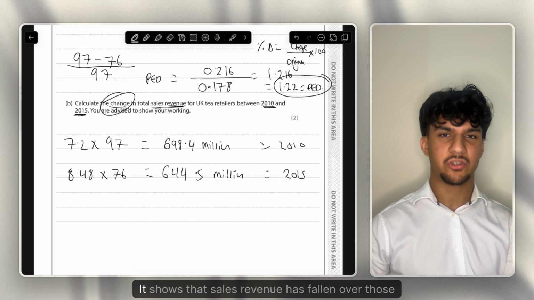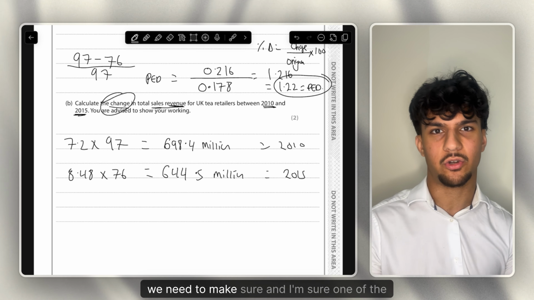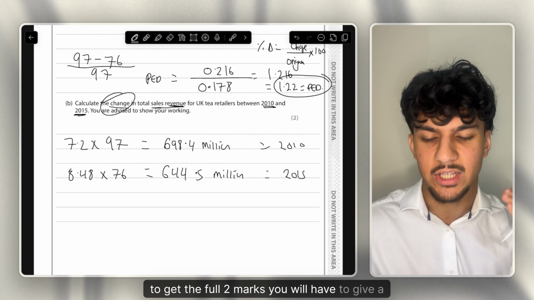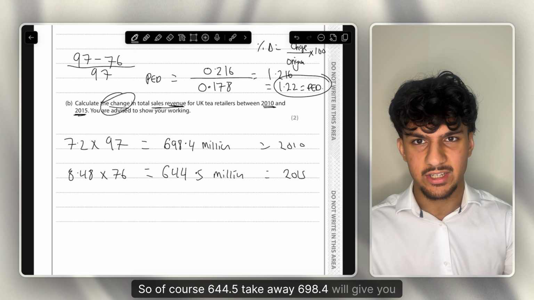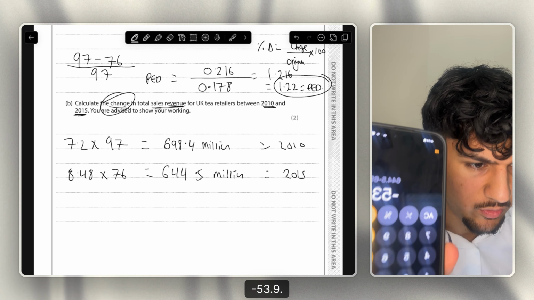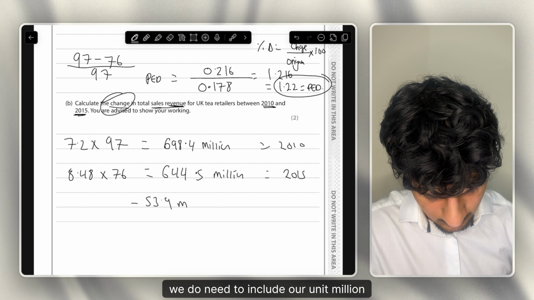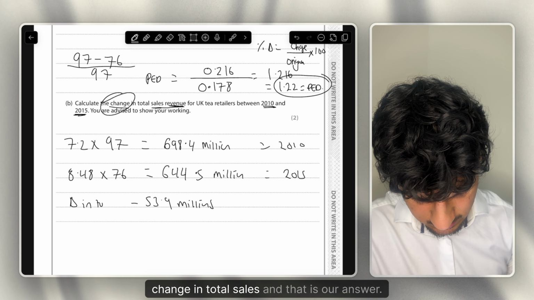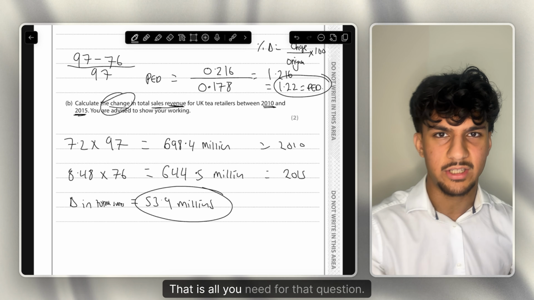Now what does this show? It shows that sales revenue has fallen over those 5 years. So we need to make sure, and I'm sure one of the points in the mark scheme will be, to get the full 2 marks, you will have to give a negative number. So 644.5 take away 698.4 will give us minus 53.9. And remember, we do need to include our unit, millions. You can say change in total sales, and that is our answer. I just want to make that clear to the examiner, and perfect. That is all you need for that question.